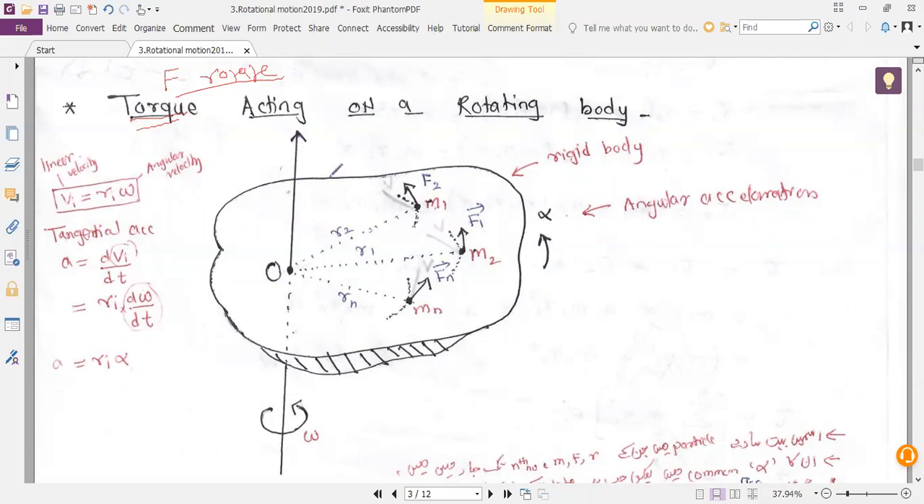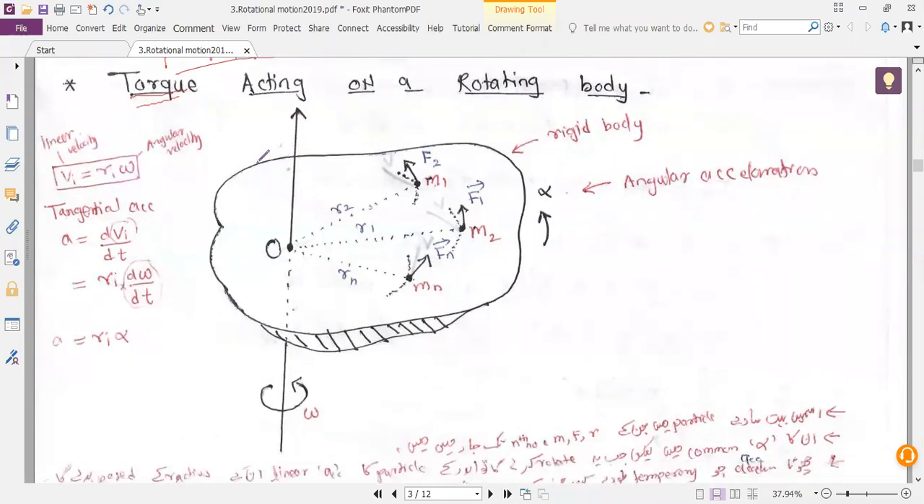Again, we are taking the same example. Let us consider we have a rigid body, shapeless, massless, and we take a random axis of rotation, which we name point O, and the body is moving with angular velocity, which is represented by omega.